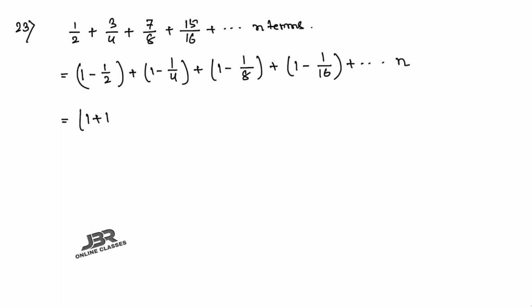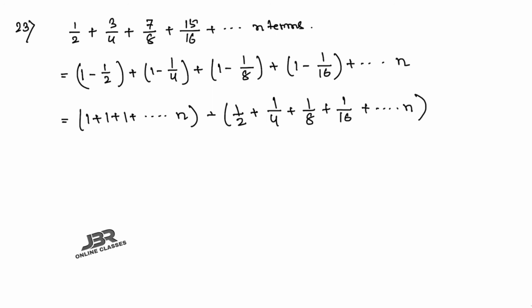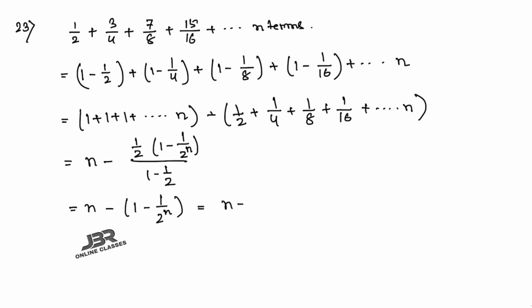Now separate 1 plus 1 plus 1 up to n terms, and the next one, with minus common, is 1 by 2, then 1 by 4, 1 by 8, 1 by 16, dot dot dot up to n terms. So that one equals n, and for this one we apply the formula of GP: half into 1 minus 1 by 2 to the power n divided by 1 minus half. So n minus, here the half cancels out, so 1 minus 1 by 2 to the power n. Okay, so n minus 1 plus 1 by 2 to the power n, that is your answer.